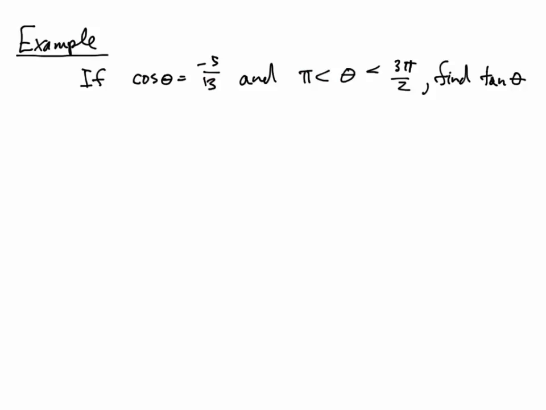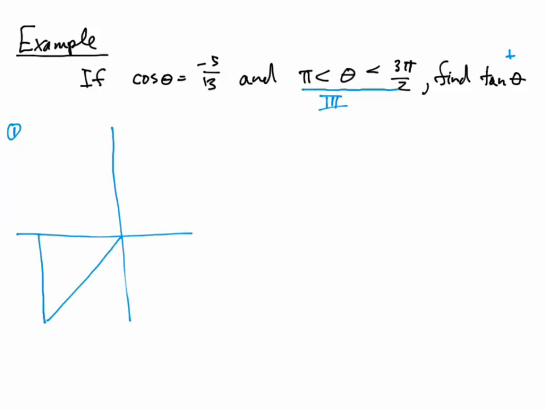Looking at this example, if cosine theta equals -5/13 and theta is between pi and 3 pi over 2, find tangent theta. Well, this restriction just means that we are in quadrant 3, okay, and tangent is positive in quadrant 3, so this is going to be a positive value here. So we're going to look at two different ways we can do this. The first way is what we've seen previously.